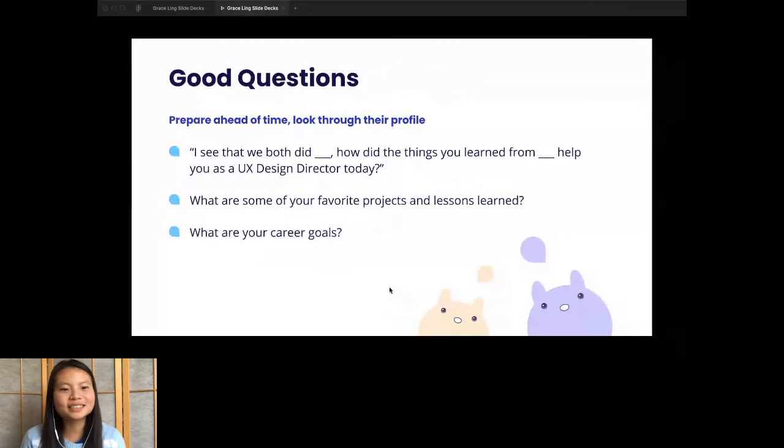Some good questions, and this is important, prepare ahead of time and really do at least 10 minutes looking through their profile, finding things in common, looking at their portfolio. A question I like to ask is, oh, I see that we both ran cross-country track. How did the things you learned from that experience help you as the UX design director today? Ask really specific questions like that to show that you did your research, because they're more open and they really like that. It's also important to make sure you're not asking easily Googleable questions.